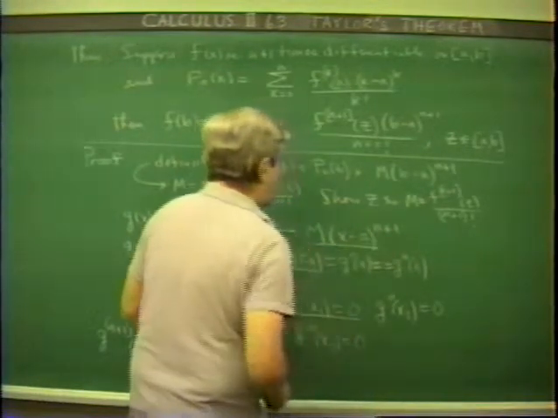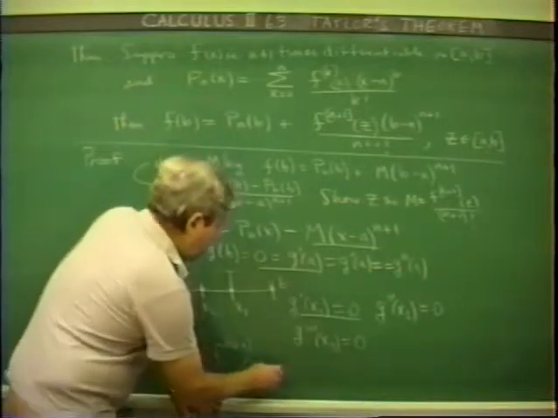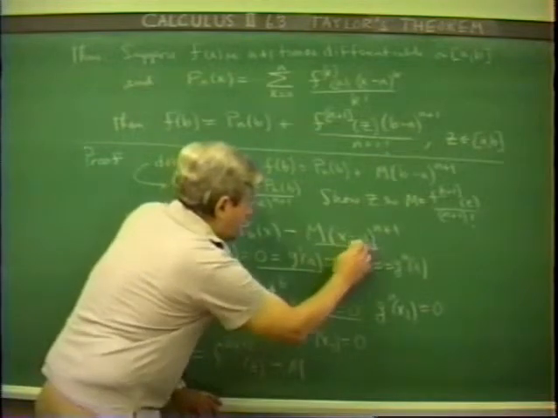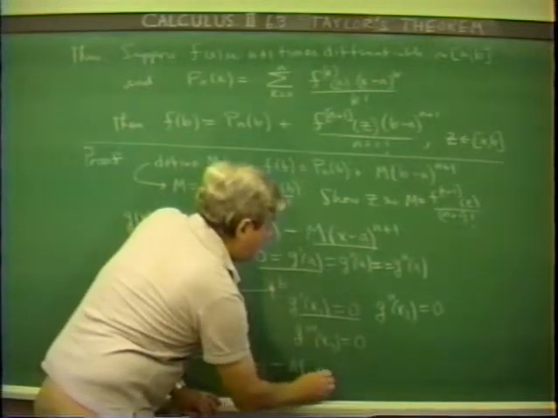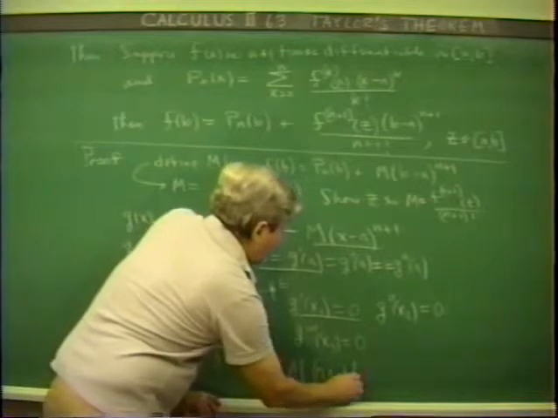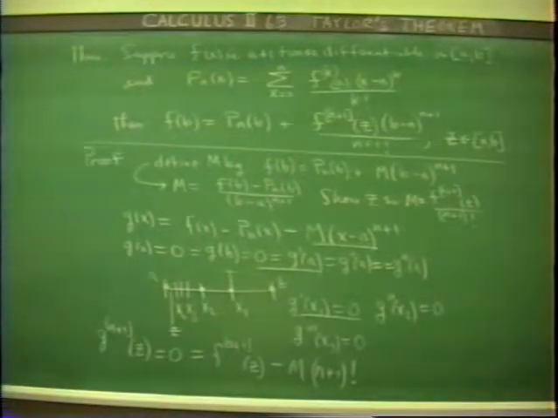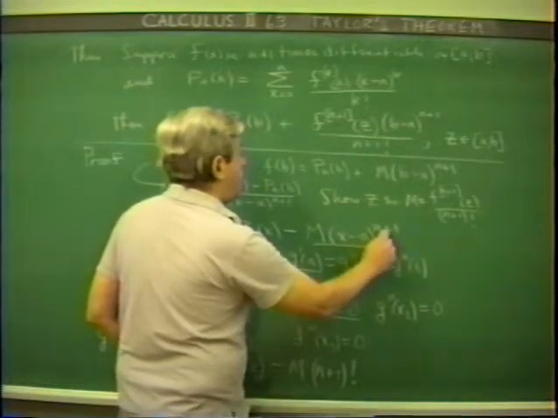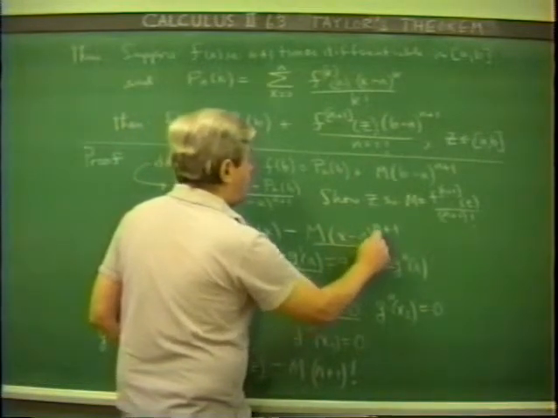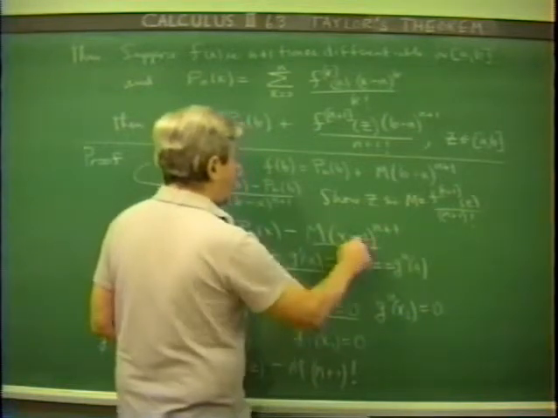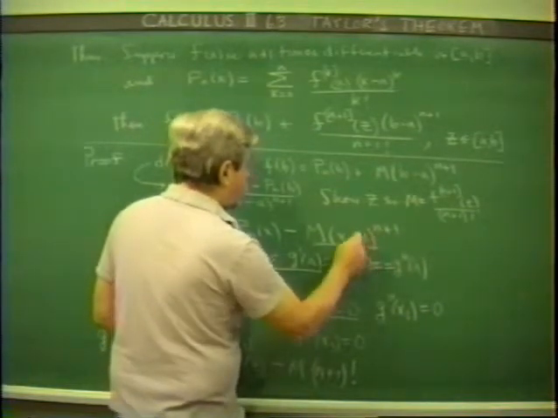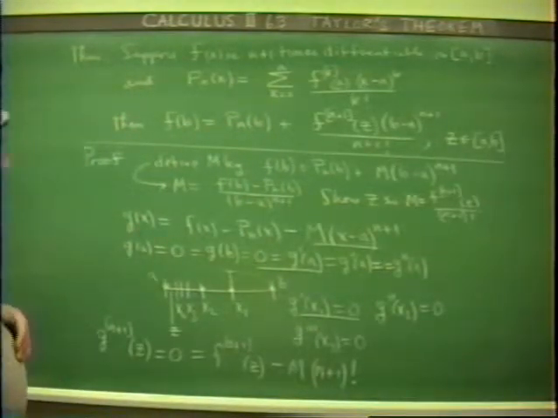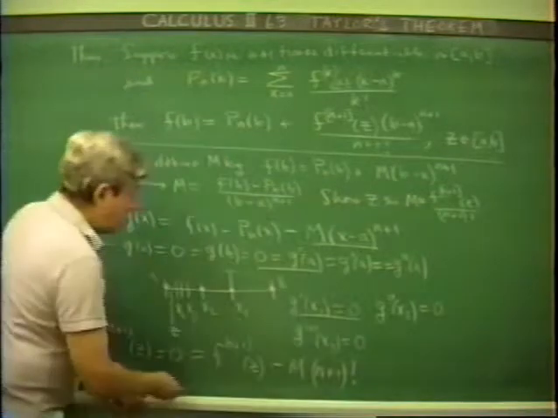This is m times (x minus a) to the n plus 1. When we differentiate this n plus 1 times, we're going to end up with m, and the x minus a will finally disappear here, but we'll end up with n plus 1 factorial. See, when we differentiate the first time, we're going to have n plus 1 times (x minus a) to the n. Then we have n plus 1 times n times (x minus a) to the next lower power, and so forth here. We'll end up with n plus 1 times n times n minus 1 all the way down to 1. So we have n plus 1 factorial.